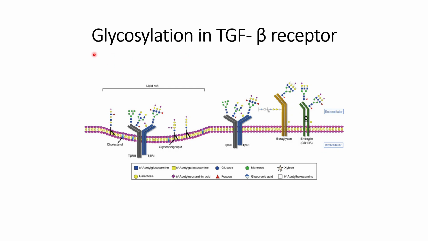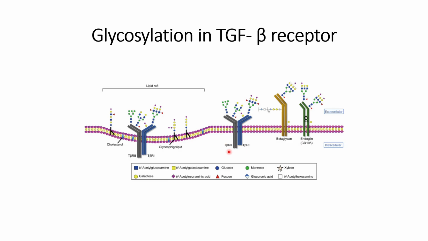In this video, we will discuss glycosylation in TGF-beta receptors and its role in TGF-beta signaling transduction. In the previous video, we understood that TGF-beta interacts with two receptors, and the phosphorylation of those receptors will trigger intracellular signaling pathways. Those two receptors are TGF-beta receptor 1 and TGF-beta receptor 2.